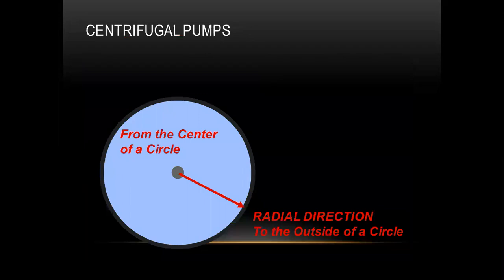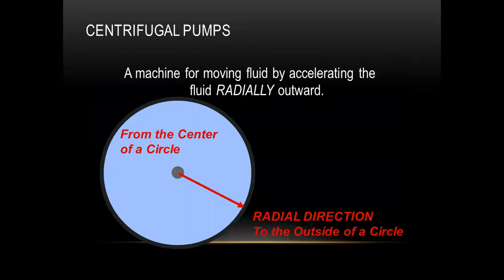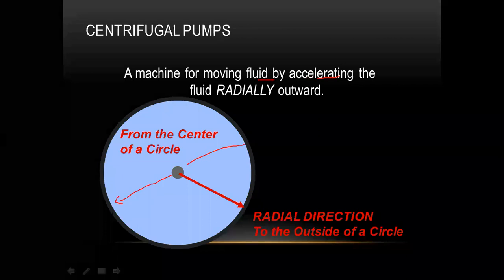Now, what is the meaning of centrifugal pump? The concept is from the center of the circle. What is the meaning of centrifugal? From the center, it is moving away. It is moving away to the circumference of the object or a circle. A machine for moving fluid, a machine for moving fluid by accelerating.